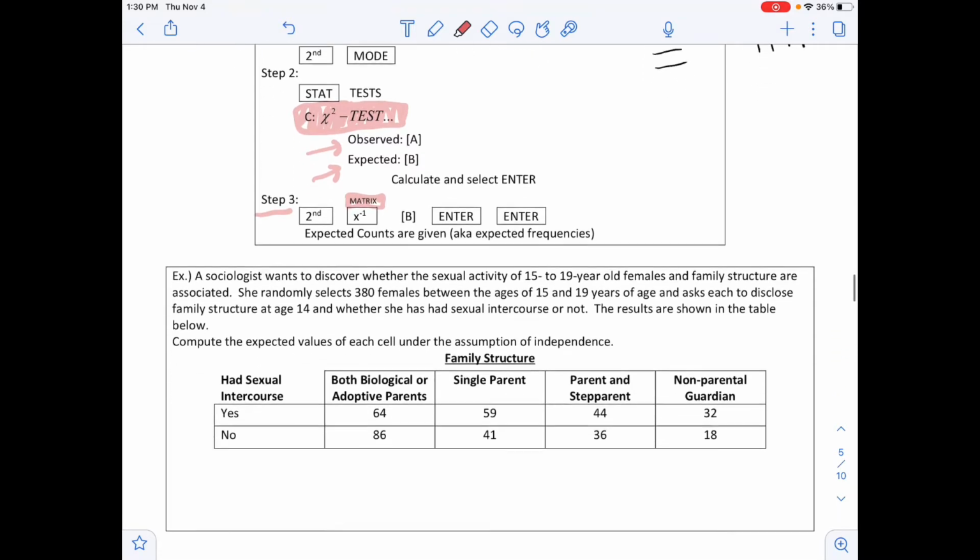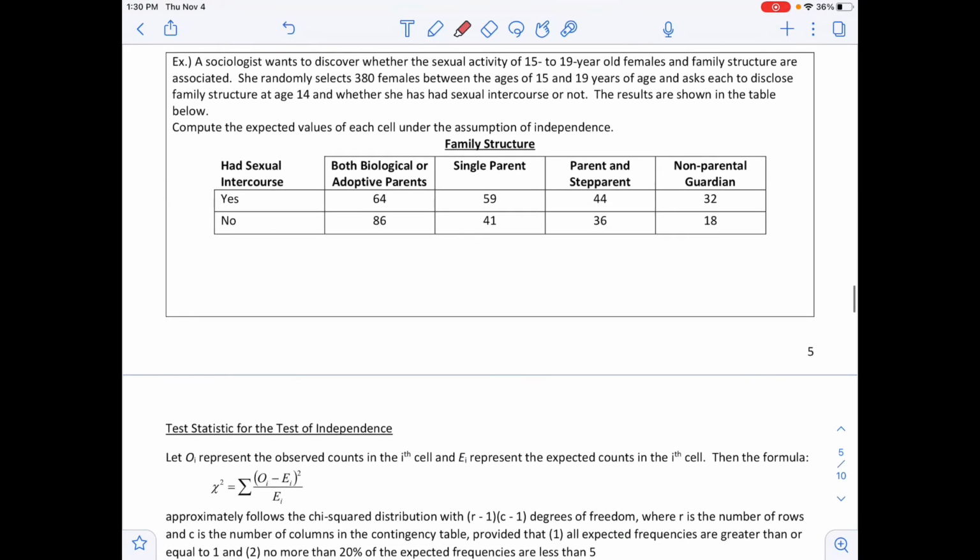So we have an example right below. This says a sociologist wants to discover whether the sexual activity of 15 to 19-year-old females and family structure are associated. She randomly selects 380 females between the ages of 15 and 19 and asks them to disclose family structure at age 14 and whether they have had sexual intercourse or not. The results are shown in the table below.